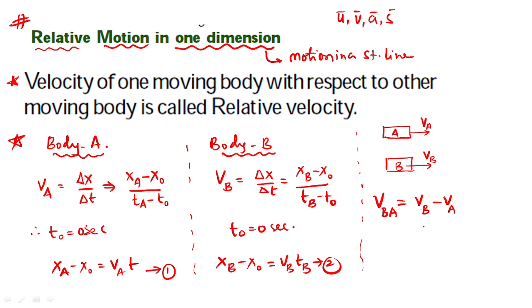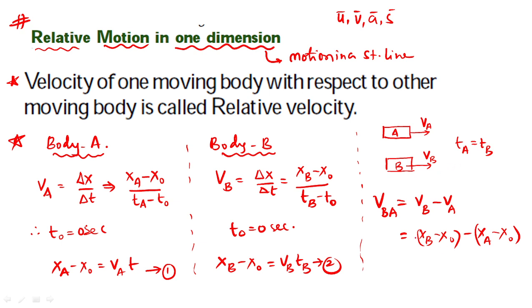Can I write like that? VB minus VA. Now you try to see this. VB already has this concept, right? And VA also has the part, right? So we'll replace them here. So VB means XB minus X naught, and here also XA minus X naught divided by T. Both TA and TB, let me take that TA and TB are equal. The time taken by both of them is equal. Maybe the velocities are different, but the time taken was the same.